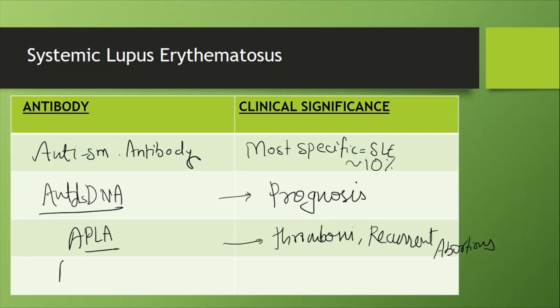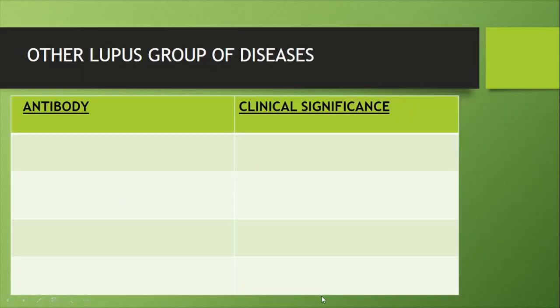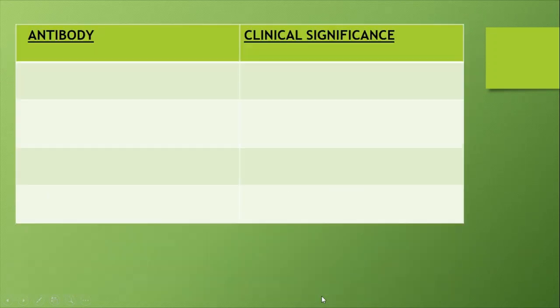Whereas the fourth antibody, that is the antihistone antibody, you can remember histone related to drugs. So remember, whichever drug induced SLE is going to be there, it is antihistone antibody.